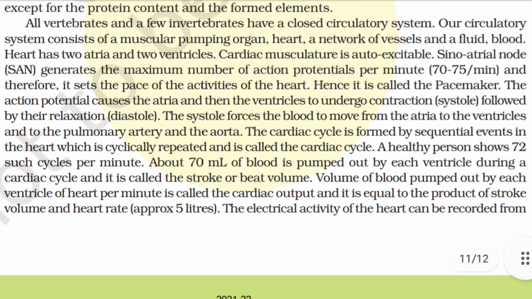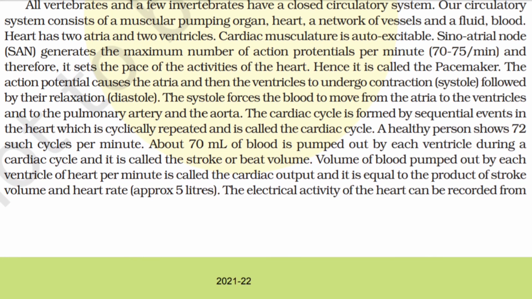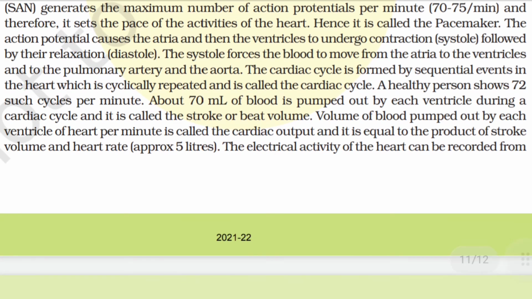All vertebrates and a few invertebrates have a closed circulatory system. Our circulatory system consists of a muscular pumping organ, the heart, a network of vessels, and a fluid, blood. The heart has two atria and two ventricles. Cardiac musculature is auto-excitable. The sinoatrial node, SAN, generates the maximum number of action potentials per minute, that is 70 to 75 per minute, and therefore it sets the pace of the activities of the heart. Hence it is called the pacemaker.